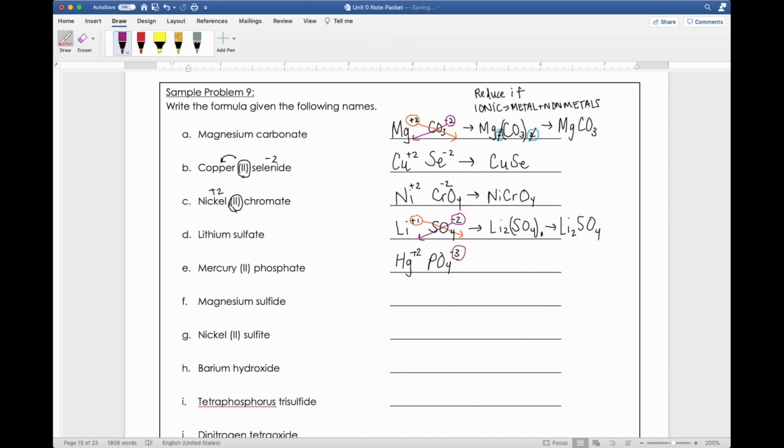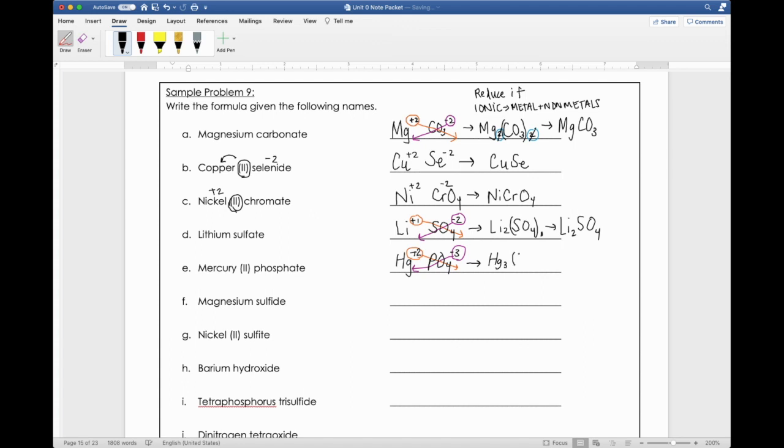So this 3 is going to come down and become the subscript for mercury. And this 2 is going to switch and become the subscript for phosphate. Like I said, there's a lot of numbers here. So we're going to write this overall formula. And when I do that, I have Hg, mercury, 3, because that 3 came down.